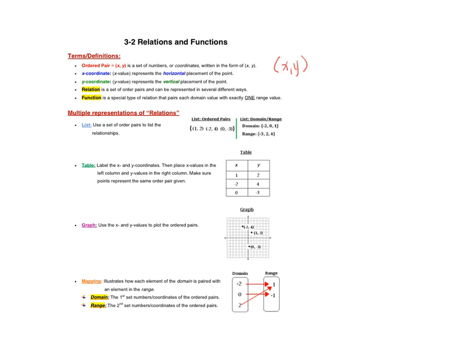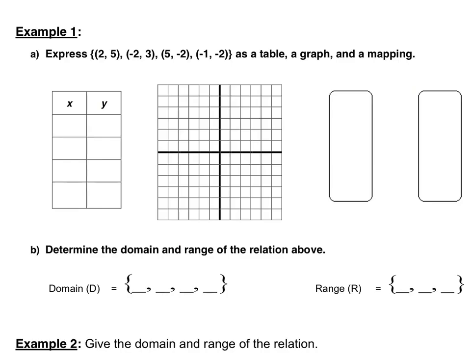The other thing I want you to know is that a relation is a set of ordered pairs. So a relation might look something like this: 0, 1, and then another ordered pair like 2, 3, and another ordered pair maybe -2, 4. It's just a list of ordered pairs basically. And the word function is a special type of relation that pairs each domain value with exactly one range value. Again, I'll go into more detail on these vocabulary words as we do the examples.